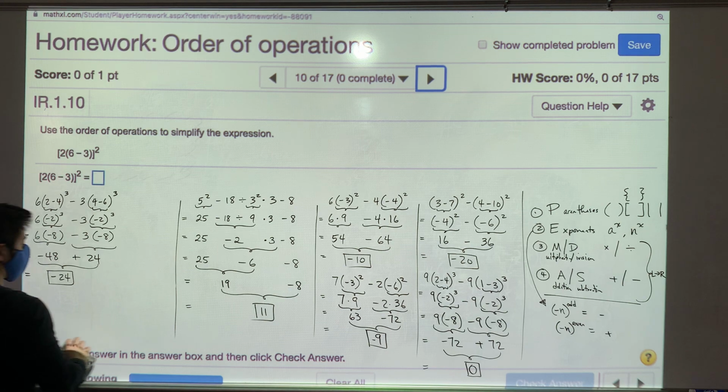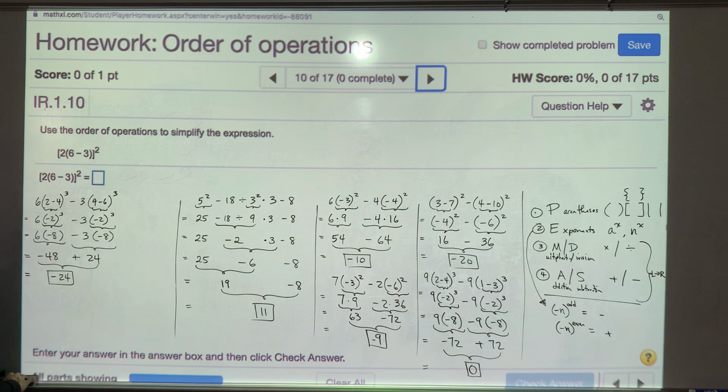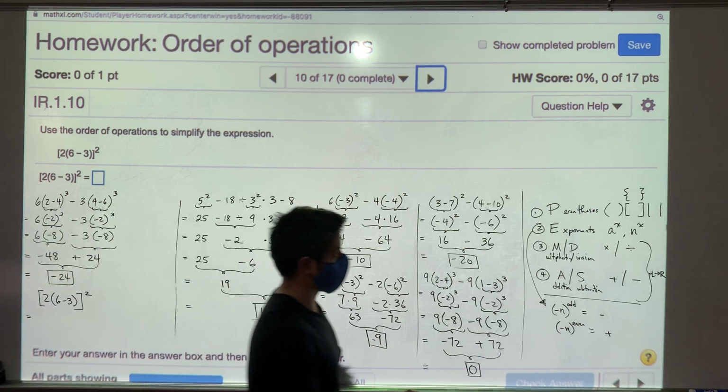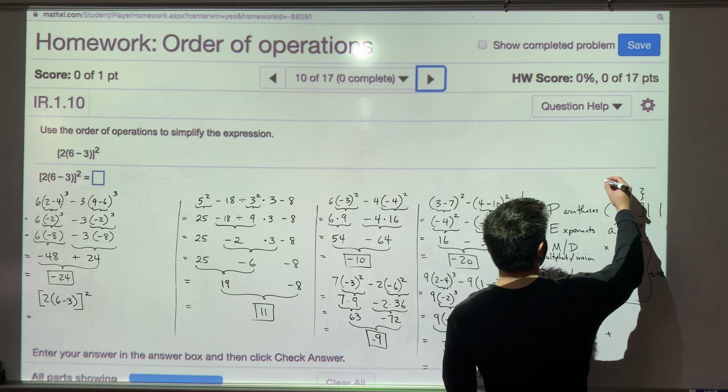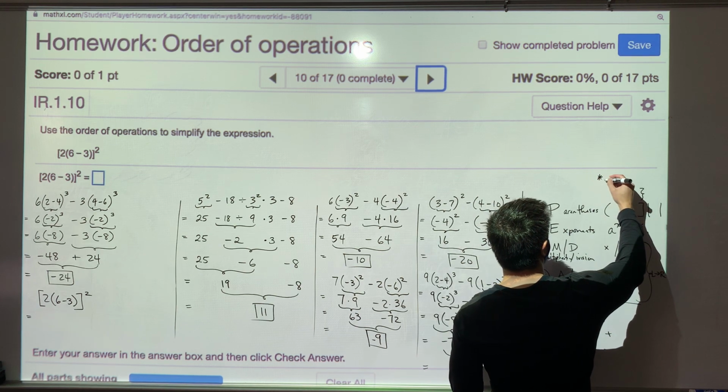All right, so number 10. Probably squeeze this one right down here. Let's go do that over here. So I've got a bracket, then 2 times 6 minus 3 squared. I don't know if I'm going to squeeze it in. We'll see what happens. Probably run out of space. Whatever.